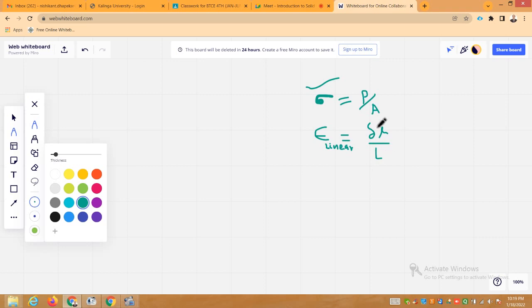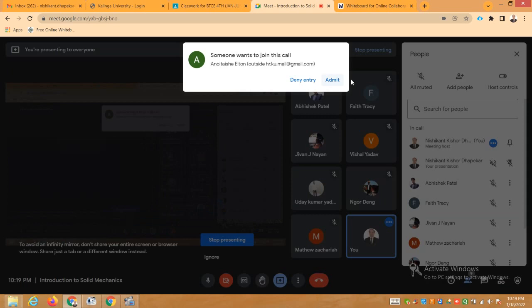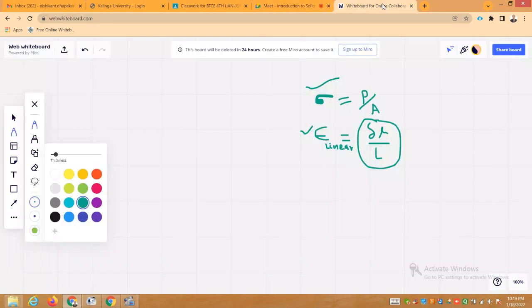So this strain, whether you are measuring length in meters or centimeters, whatever it is, strain will be your unitless parameter. It will not have any units, and stresses will have units, load per unit area.